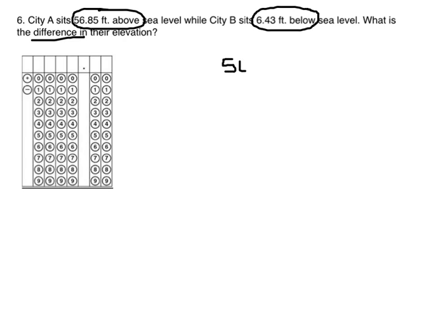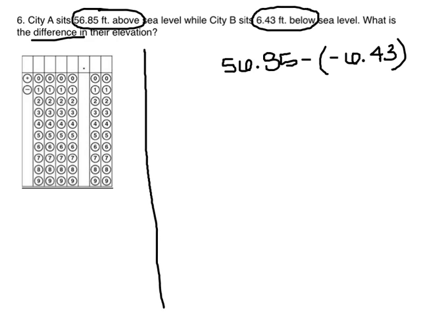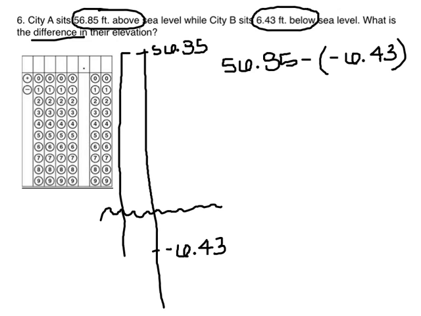So 56.85 minus, but it's below sea level, negative 6.43. What I would do, though, is really draw a picture to make sure you're doing it right. So here's sea level. The one is at negative 6.43. The other is at 56.85. And we are looking for that distance from there to there.